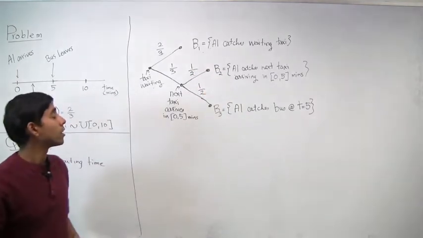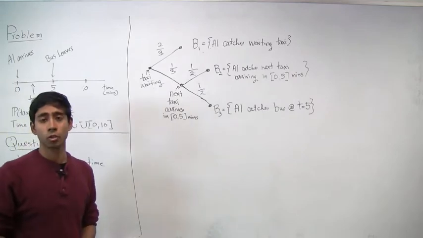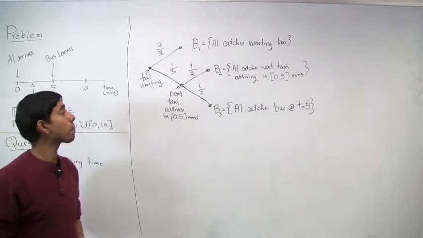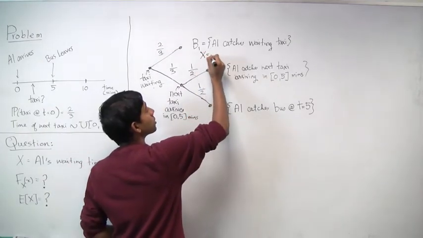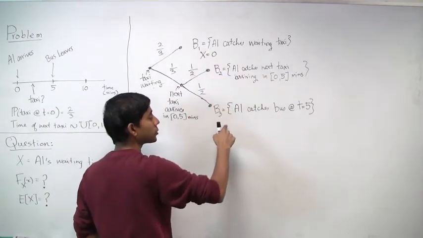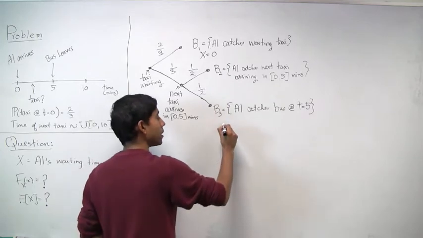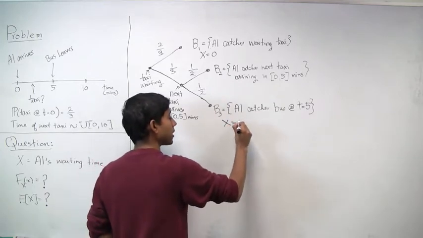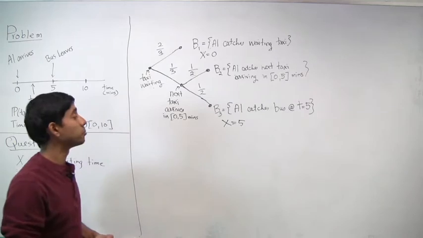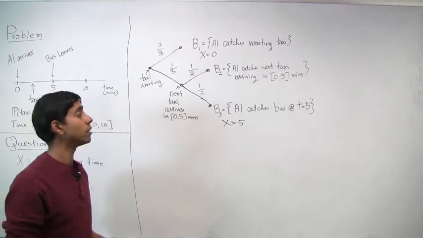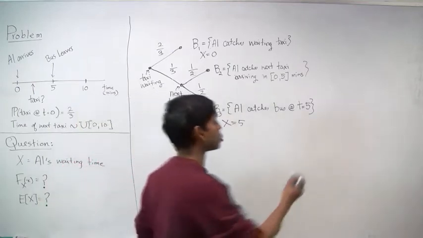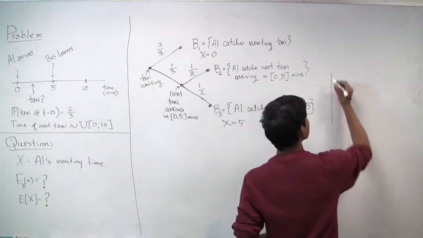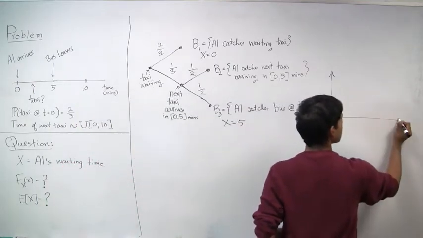Okay. And let's look at what x looks like, the waiting time. If B1 happens, Al isn't waiting at all, so x is going to be equal to 0. If B3 happens, which is the other easy case, Al is going to be waiting for 5 minutes exactly. And if B2 happens, well, it's going to be some value between 0 and 5. We can actually draw the density, so let's see if we can do that here.